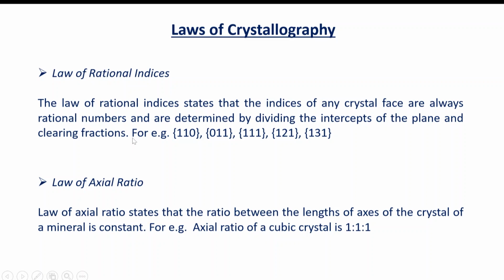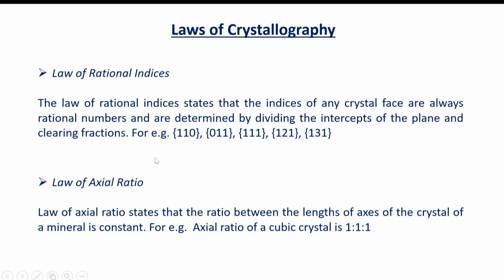Then you also have the law of axial ratio. The law of axial ratio states that the ratio between the lengths of the axes, like we were mentioning, the 3 axes A, B, C, the ratio between the individual lengths of the axes of a crystal of a particular mineral is again constant.